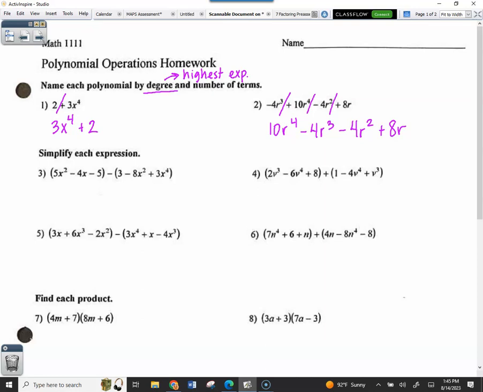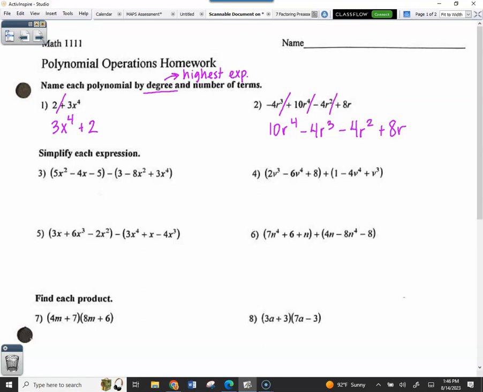3 through 6 is practicing adding and subtracting. There's a little bit of a caution here. A lot of people tend to see parentheses and they immediately start multiplying. Be careful. The parentheses are there just to say, hey, take this and subtract that. So that's what the parentheses are for. Let me move over to 4.